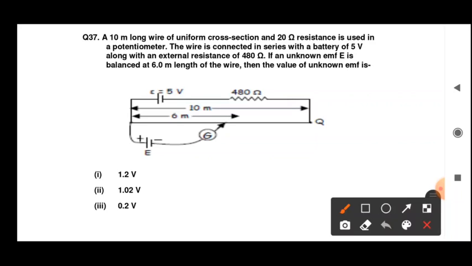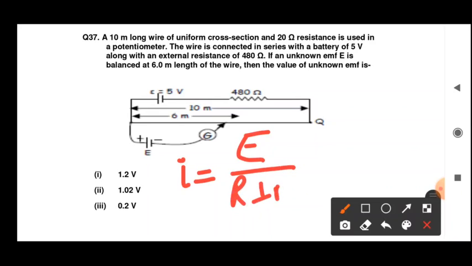Suppose PQ is the potentiometer wire of length 10 meter. Then we can write the value of current flowing inside the potentiometer: I is equal to E upon R plus R dash.